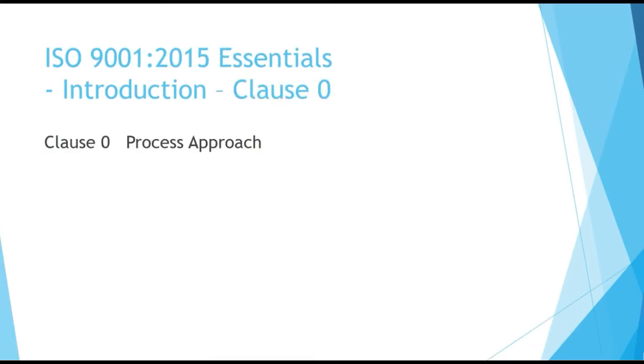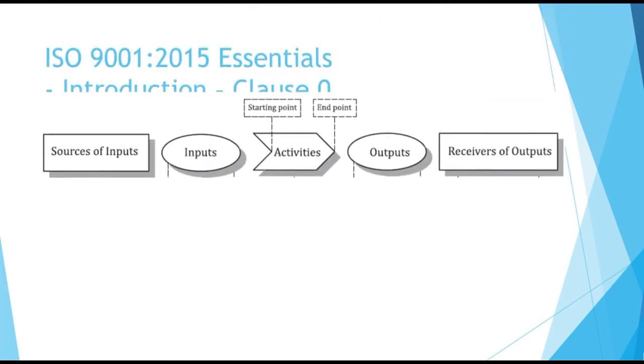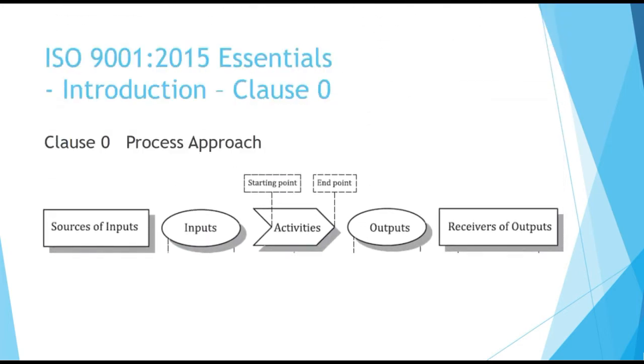Clause 0 is an introduction that briefly describes the process approach adopted by the standard. It takes customer and other requirements or predecessor processes as input and delivers product or services as output to be input to subsequent processes and ultimately as a product or service for customer satisfaction.